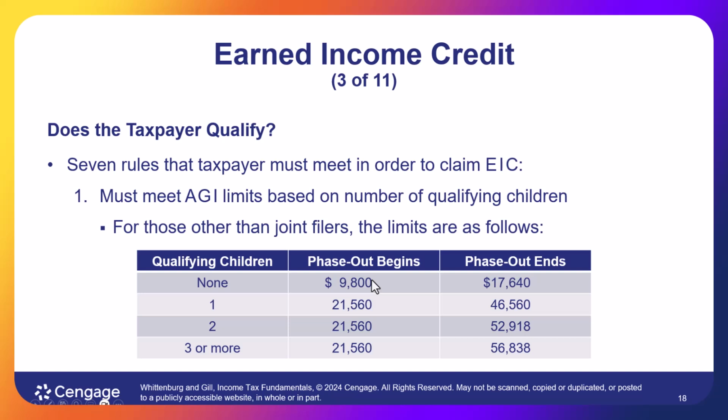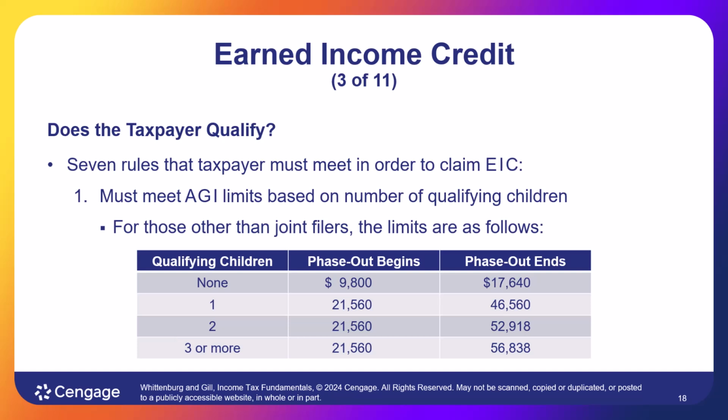So the phase out begins with no children at 9,800 and ends. So if you earn below 9,800, you could get it. If you earn above 17,640, you get nothing. If you have no children, but in between or below this, in between phased out, below it, you would get the max. It's like a U-shaped curve, upside down U. A qualifying child, with 1 child, the phase out begins at 21,560, ends at 46,560, right?